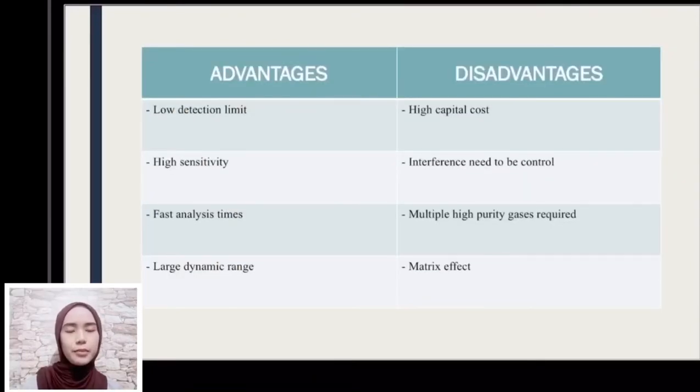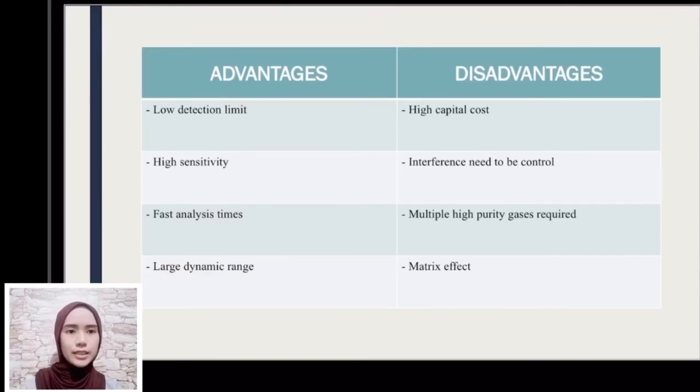There are some advantages and disadvantages of inductively coupled plasma mass spectrometry. For advantages, of course, it has a low detection limit, which means it can measure low concentrations, and high sensitivity, which is a great ability to respond to the specific constituent. Next is fast analysis time and also a large dynamic range.